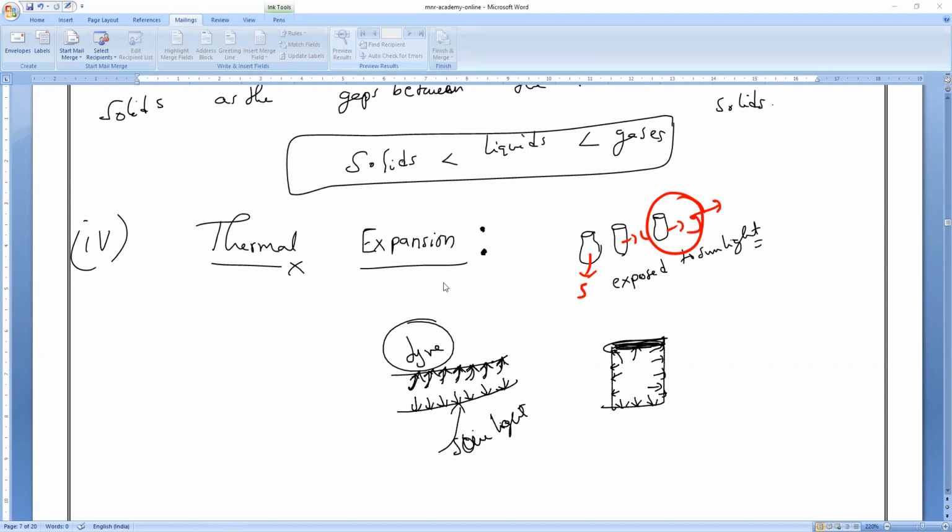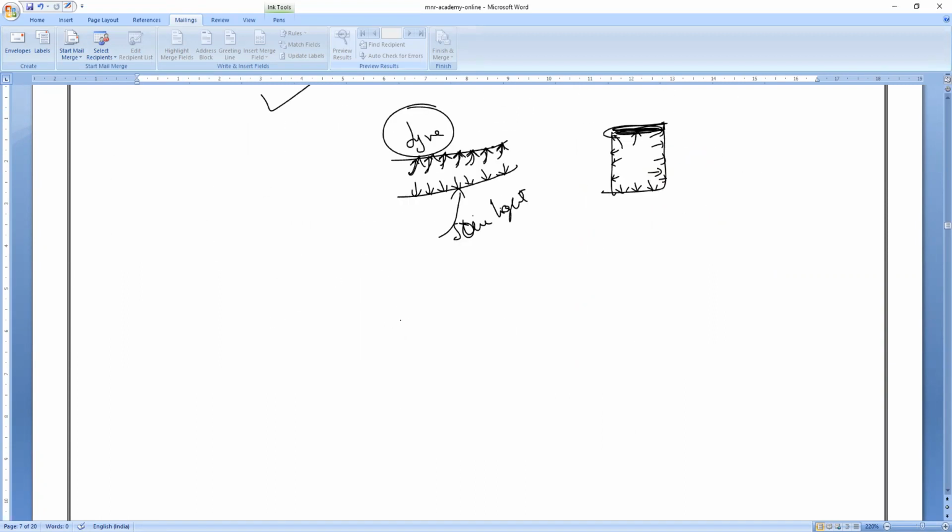So during a burst, what is the reason? The balloon is bursting or the tire is bursting, everything. Because of what reason? One property of gas. What is the property? Thermal. Thermal. Right. Understand?